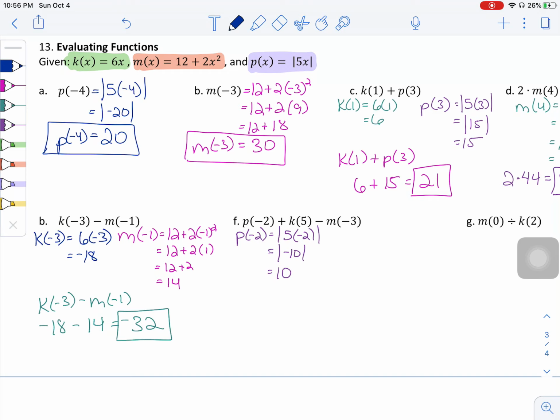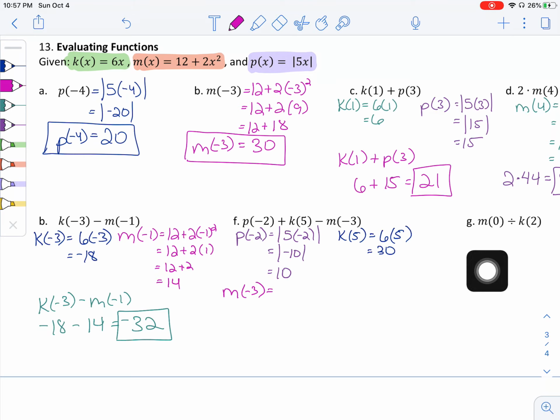Now, separately, I'm going to do k of 5. Well, k of 5 is just 6 times 5, that's 30. And I'm going to run out of room if I keep going to the right here, so I'll just put m of negative 3 down below. Now, if you recognize this one, we actually already solved it right here. The function's still the same function, it's still the same value. So just go ahead and steal this answer.